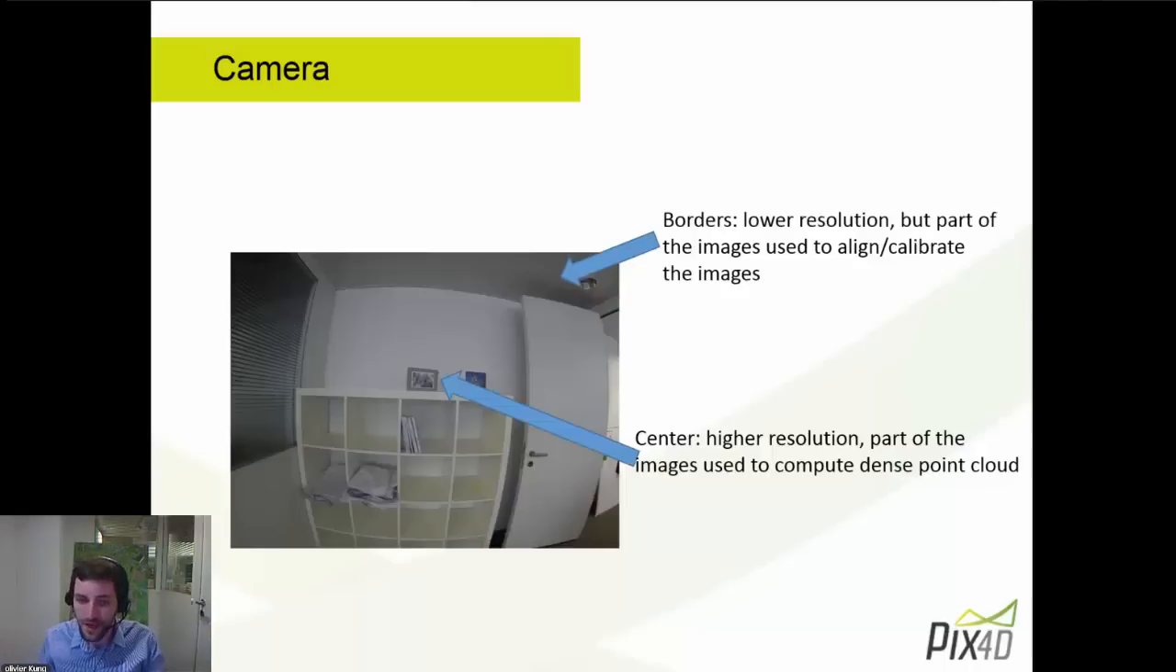And the center of the camera for a fisheye has higher resolution, and this part is actually the part that's going to be used for doing the matching, the dense matching, and producing more dense points. So that explains a little bit the reasons why you're not losing that much accuracy when using a fisheye, even though there's a lot of distortion.